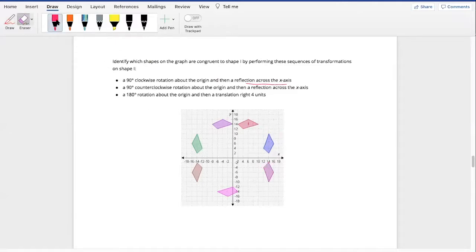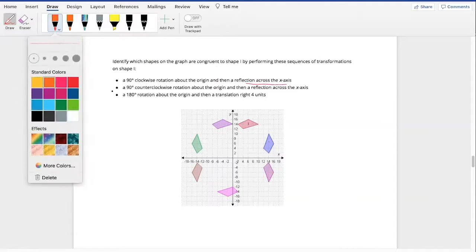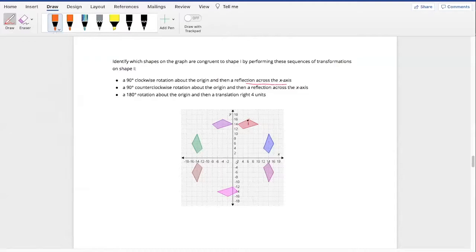All right, let's take a look at the next one. A 90-degree counterclockwise rotation about the origin. So back to here, counterclockwise, 90 degrees. So that's going to kind of put me at this shape here. But then it's a reflection across the x-axis this time. So if I rotate it here and then reflect it, that's going to put me at this one now. So that matches up with the second one.